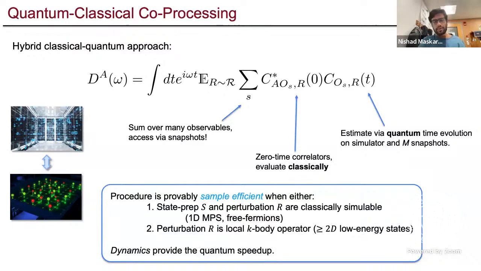And we set up the approach like this because we can show that this procedure is actually sample efficient, which means that we can efficiently get something like the density of states using not too many samples in 2 settings. Either the state prep S and perturbation R have some efficient classical representations. So for example, if you're doing chemistry, something like Hartree-Fock can oftentimes give you efficient classical representations. Or in the case where the perturbation itself is a local operator. So this is the setting that's more familiar from material science, where you perturb a system using some local operator, and this could allow it to access, for example, 2D low energy type physics.